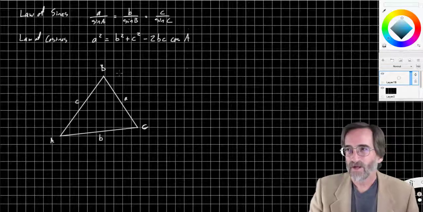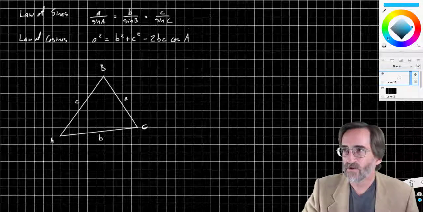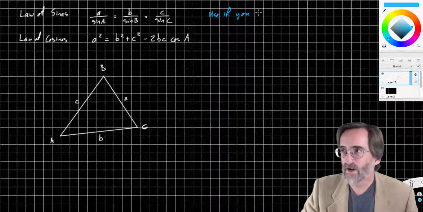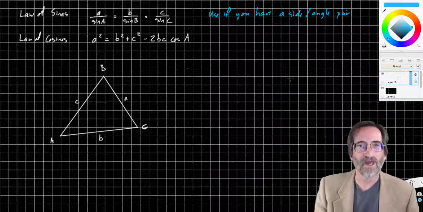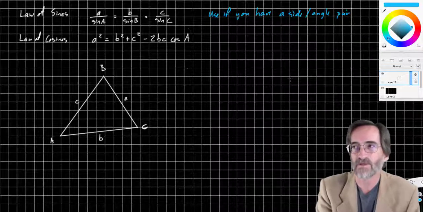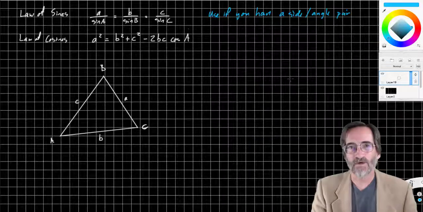Okay, and I'm going to give you a general rule. If you have a side angle pair, use the law of sines. So if you know capital A and lowercase a, if you know capital B and lowercase b, or capital C and lowercase c, use the law of sines. Otherwise, use the law of cosines.